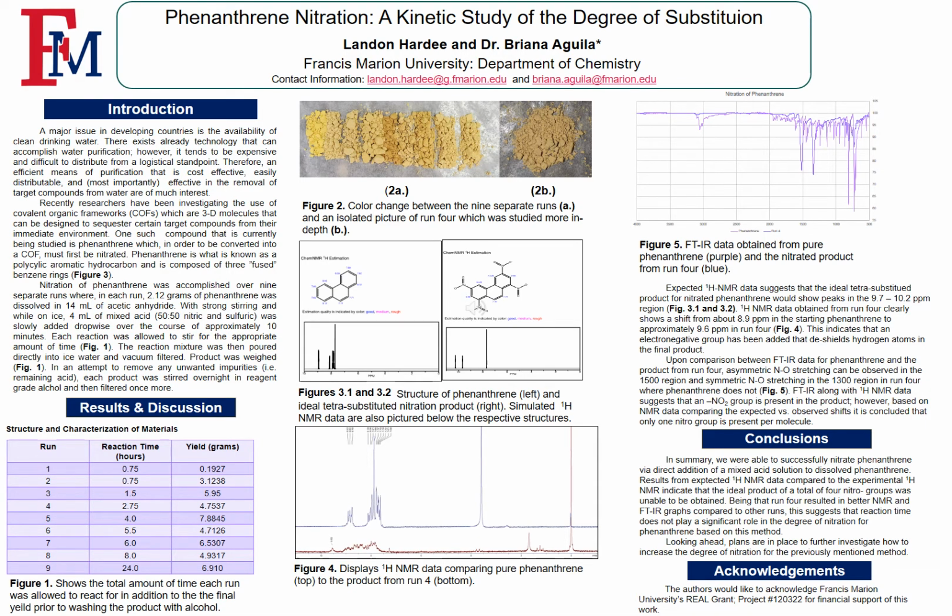Phenanthrene is what is known as a polycyclic aromatic hydrocarbon, and it is composed of 3 fused benzene rings. The structure of phenanthrene can be observed in figure 3.1.